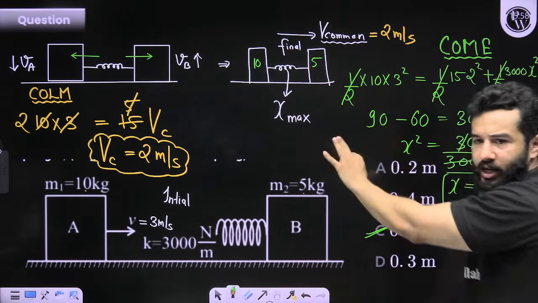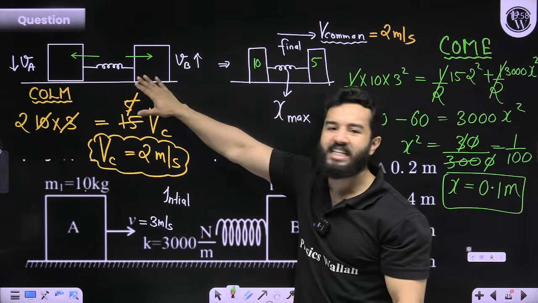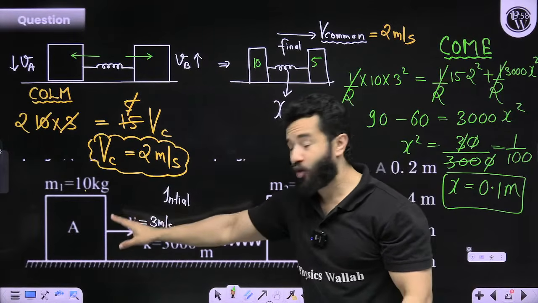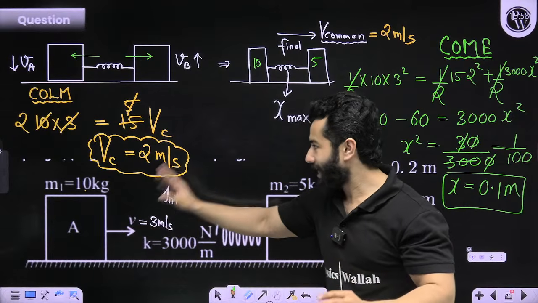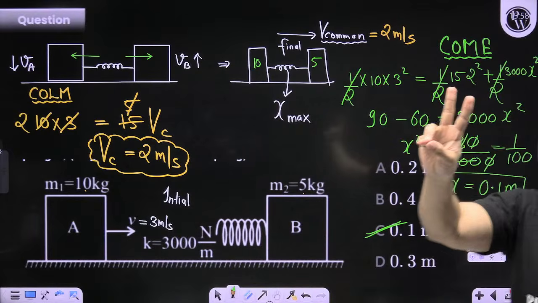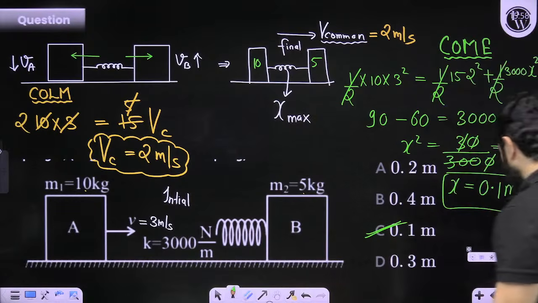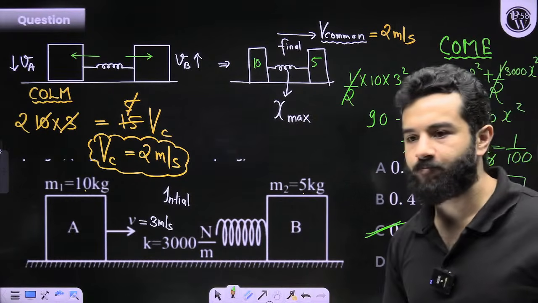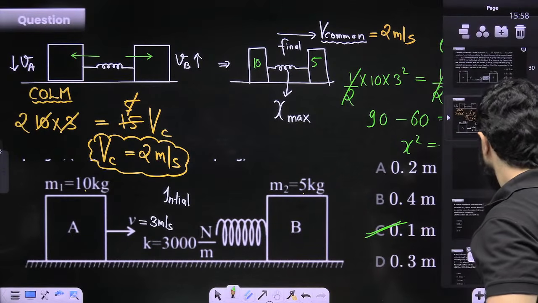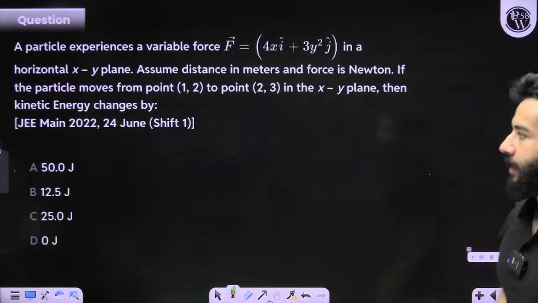Whenever you have got a question like this, this is going to be your final state. And now you don't have to look for any intermediate state. You just pick the initial state when the block was not colliding, right? And apply conservation of linear momentum and conservation of mechanical energy, these two things. All right, clear? Moving on to the next one if you don't have any doubt. Okay, let's move on to the next question. This is our next question.